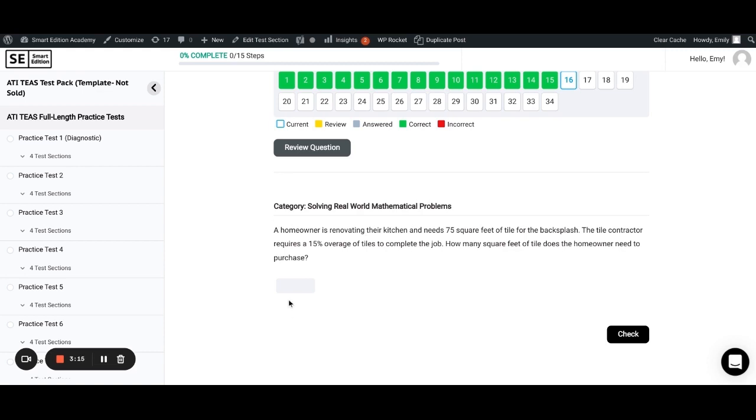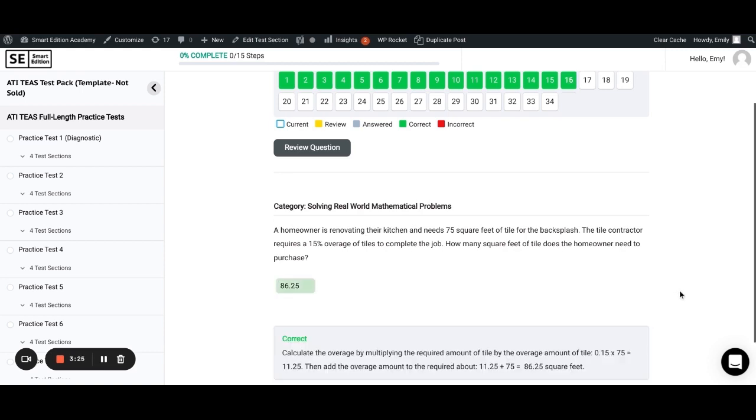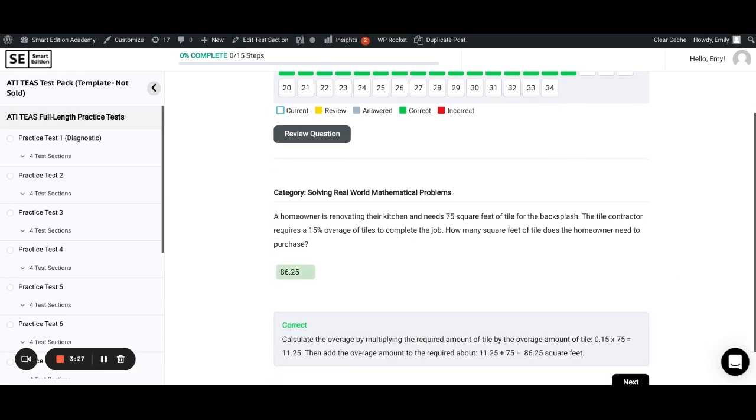The answer is 86.25. Now, in this particular case, it's not asking you to round or anything like that, so you need to be sure that you are putting in the total and the accurate solution when you're solving for this.